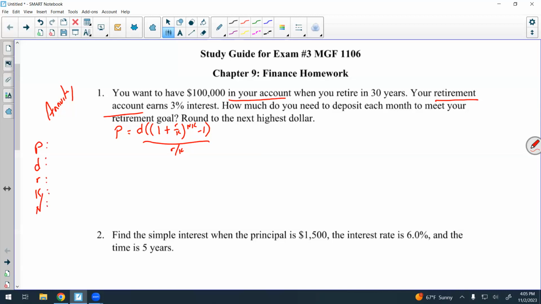P is the principal amount, which we have, 100,000. D is the amount per month, that's what we're looking for. R is the interest rate, 3%. K is the number of times per year, each month, so 12. And N is the number of years, 30 years. So you can do it from there, right?